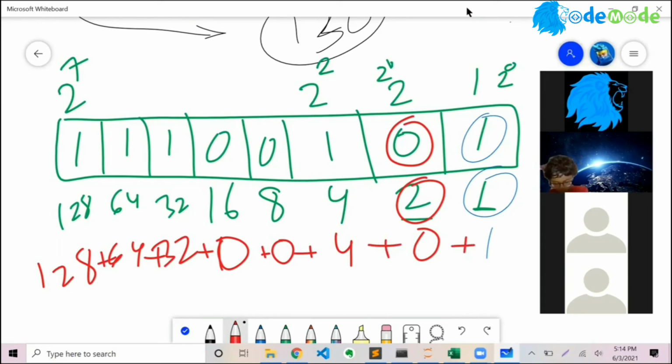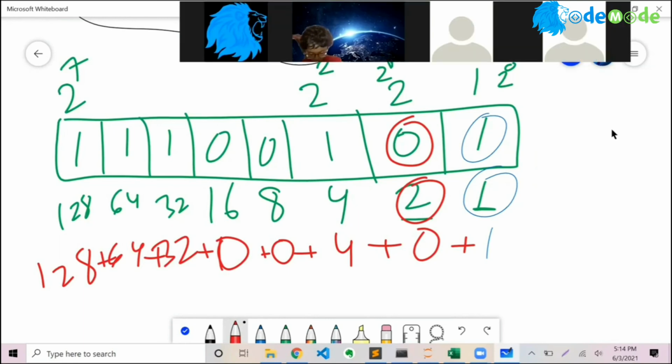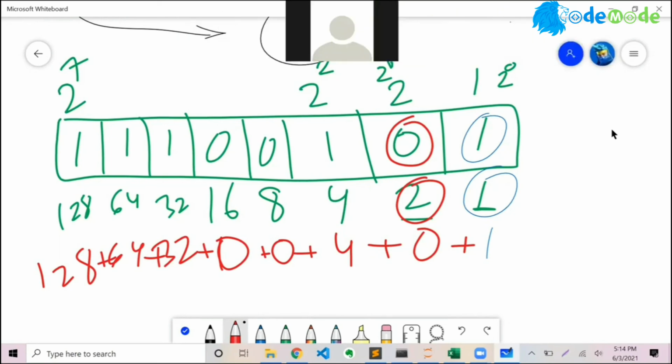Yeah. Mika? Yes. Okay. Varun? Yeah. Okay, cool. I'm glad you wrote it. So this is how you convert a binary number into an equivalent decimal number.